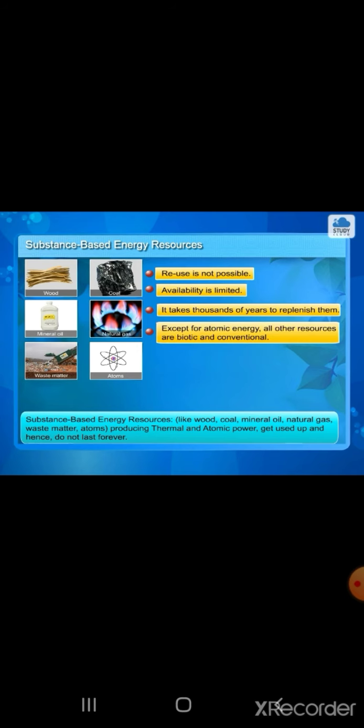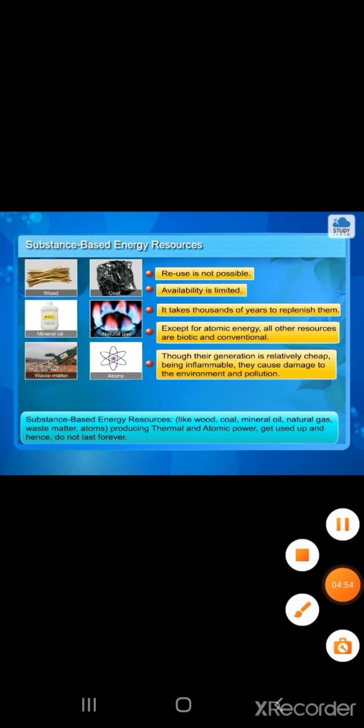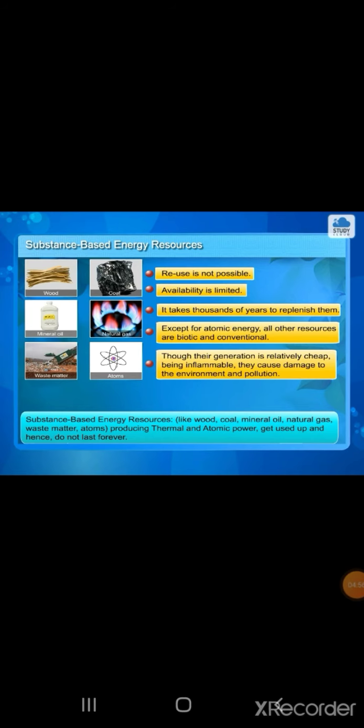Except for atomic energy, all other resources are biotic and conventional. Though their generation is relatively cheap, being inflammable, they cause damage to the environment and pollution.